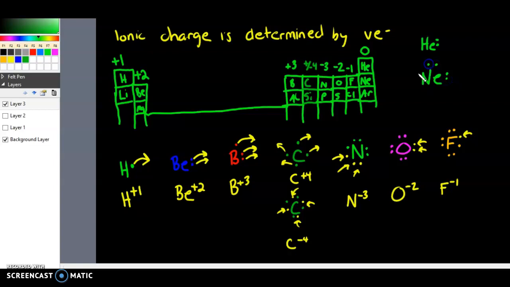So neon is the first element on the periodic table that has all 8 in that second energy level. It has a full outer shell. It doesn't need to take on or give away any of its electrons, so it is stable already. So it's not going to be a plus or minus anything. It's just going to be neon. And the same thing on down that list.